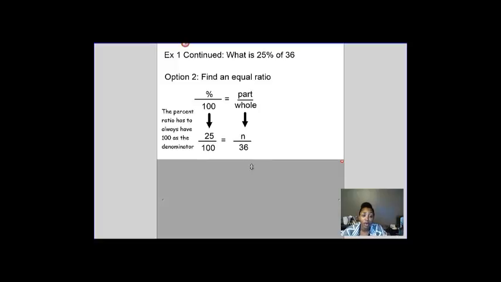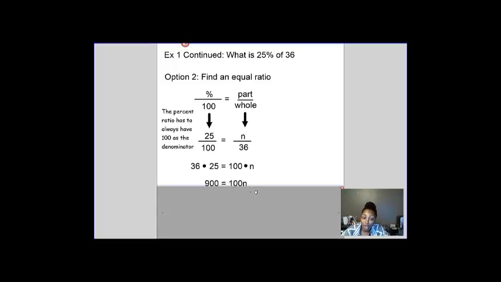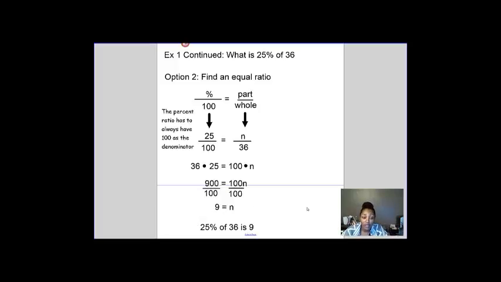Now I simply cross multiply, and I get 36 times 25 on one side and 100 times n on the other. I'm going to multiply 36 times 25, which gives me 900, and on the other side 100 times n will just give me 100n. Then from there I'm going to divide both sides by 100, and I'm left with n equals 9. So again, what does that mean? It means that 25% of 36 is 9. So we keep seeing that this 25% piece, this part of 36, is only 9.